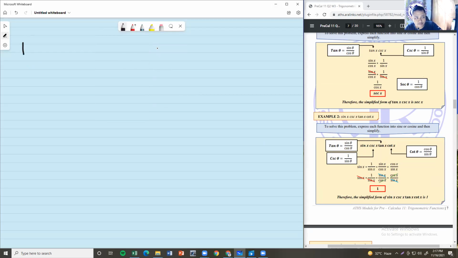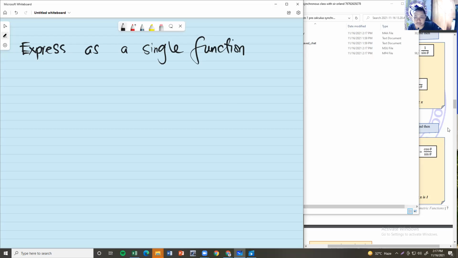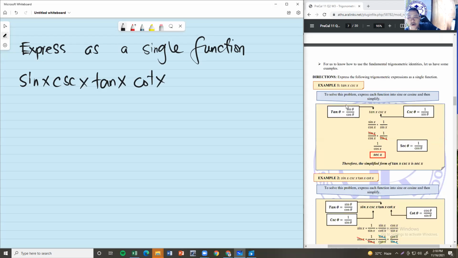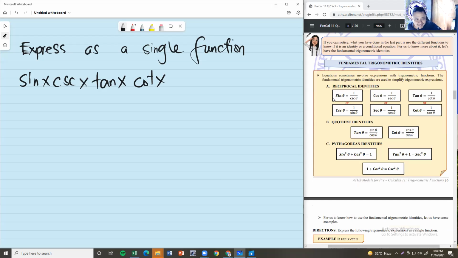Express as a single function. Game. So let's try this. We have sine x, cosecant x, tangent x, cotangent x. Go. This may look long, but actually this is exciting. Sige nga, try to explore.